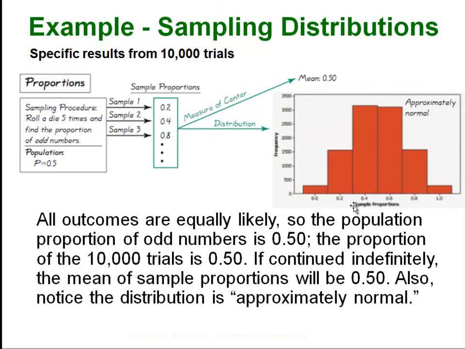We can also do our 10,000 trials and calculate proportions. And again, since we have a uniform distribution and all outcomes are equally likely, we know that the proportion of odd numbers should be exactly 50-50 because there's exactly 3 odd numbers on a 6-sided die and 3 even numbers on a 6-sided die. And the proportion of our 10,000 trials ends up being exactly 0.5. That was just lucky happenstance. The idea is, though, that if we did it forever, it would exactly be 0.5, and you'll notice that this distribution is also nice and normal.